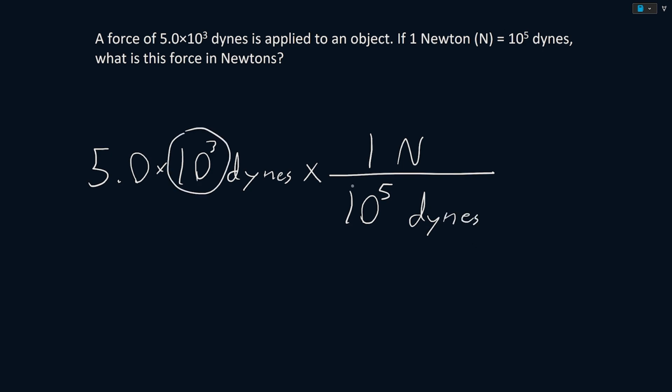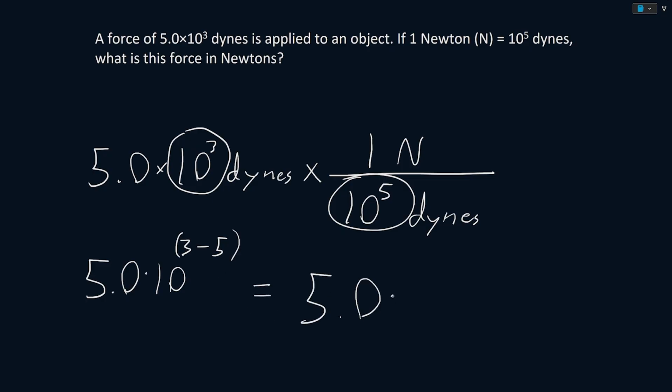Here we are dividing by numbers with exponents. This is equivalent to 5 times 10 to the 3 minus 5. This leaves us with 5 times 10 to the negative 2 newtons.